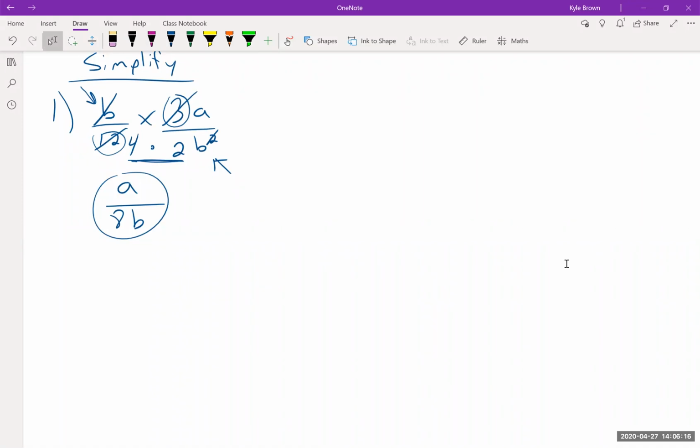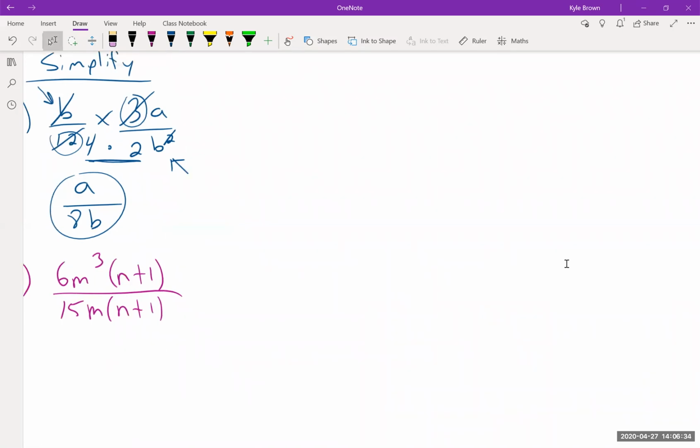So let's say we had 6m cubed times n plus 1 over 15m times n plus 1. It was all of that. So normally, from the last lesson, we could just cancel those. But here, our whole expression, we're going to make it big and long here. So that's going to be times 2n minus 1 over m times n, right?